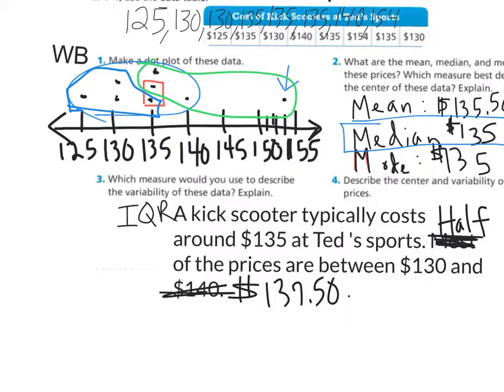Another thing we could do is just kind of do a cluster mentality. Just generally looking at it without figuring the interquartile range, we could say, you know, besides the outlier, all the prices are between 125 and 140. Okay, so if we don't actually figure the interquartile range, that would be kind of a general statement we could make without working that out.